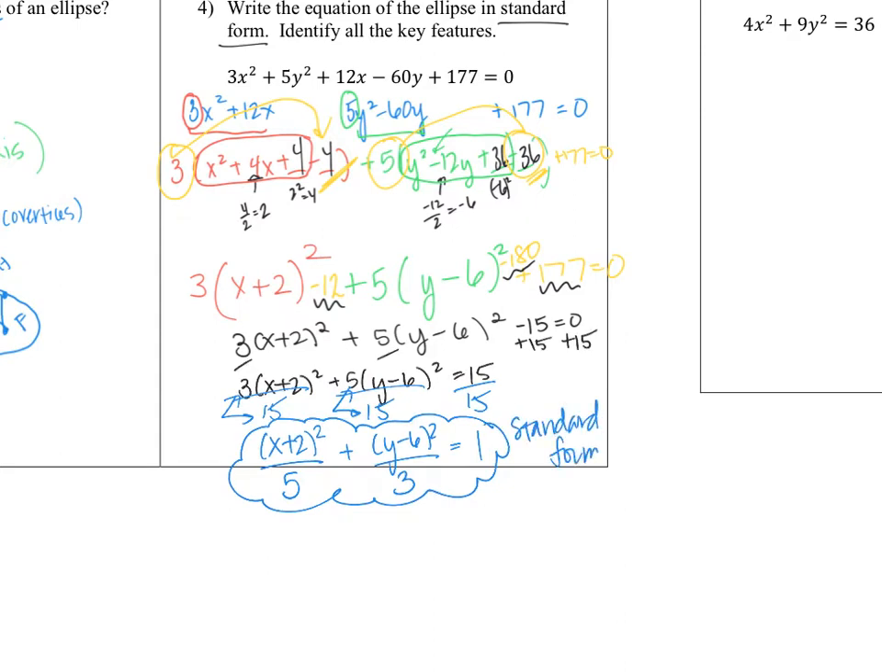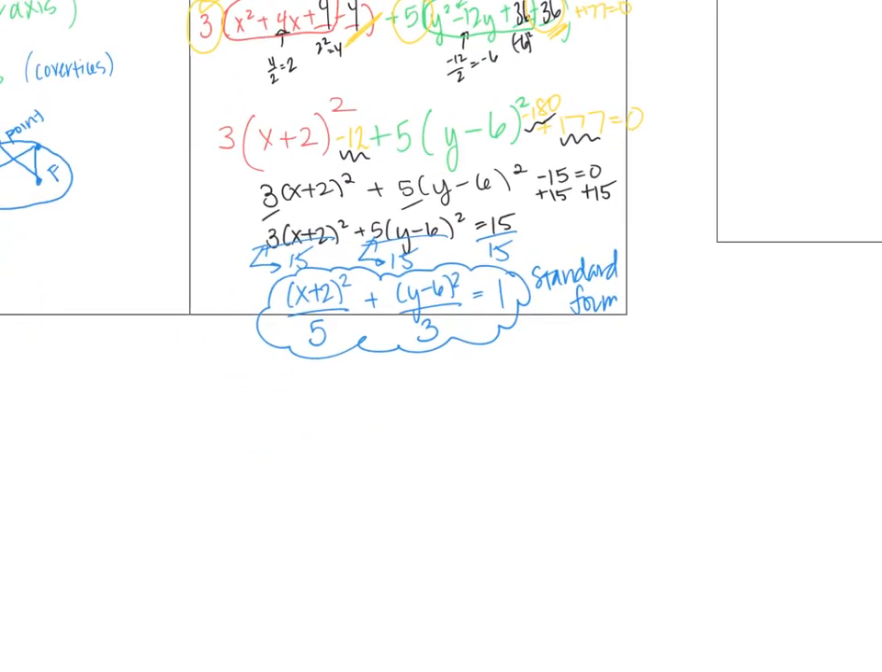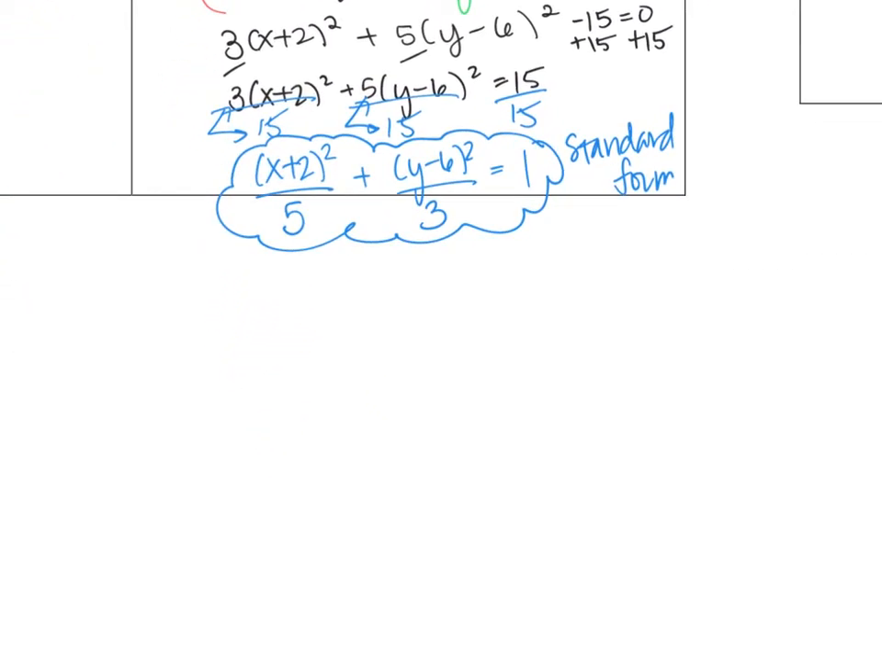Now I'm out of room in this little box here, but it wanted me to also identify the key features. So I don't have to graph, but I have to identify them. Just looking at it, we can identify our center. That's looking at plus 2, that's going to move left 2. Minus 6, that's going to move up 6. So really we could just write a positive 6. And so we have our center.